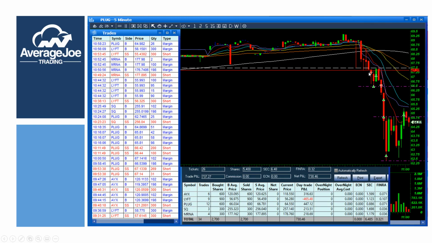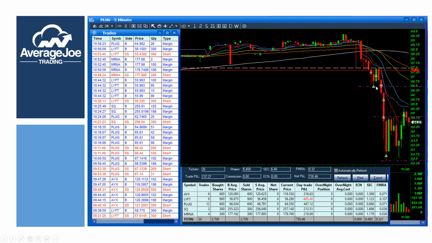All right, so we started out on PLUG. Actually, Lyft was the first trade, but we'll go back to that. We started out on PLUG. Got the first 5-minute open range breakdown, hit the first target. Bam. Came back, stopped me out, break even. Base hit. All right, so we stay engaged. We don't disengage.